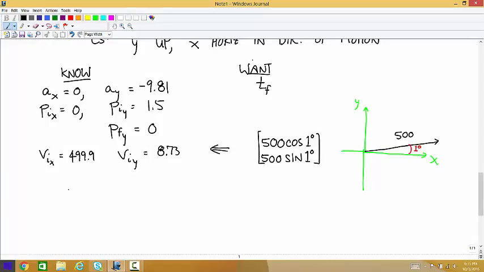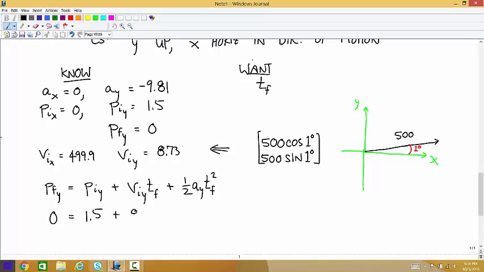All right, so the equation that should work with this is the same one that worked in part A. So PFY is equal to PIY plus VIY TF plus 1/2 AY TF squared. So 0 is equal to 1.5 plus 8.73 TF minus 4.905 TF squared.